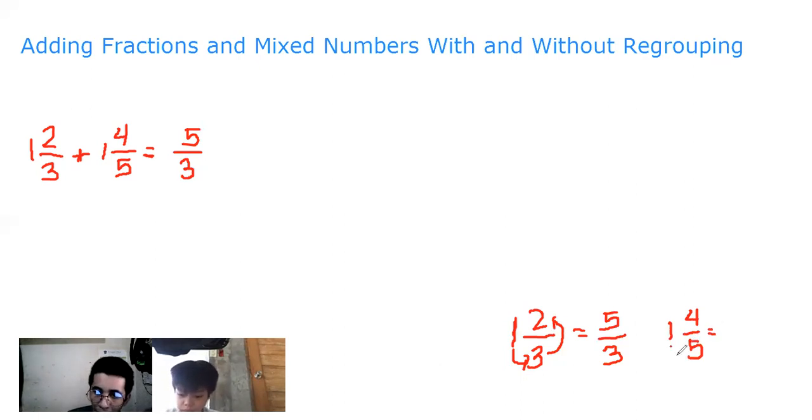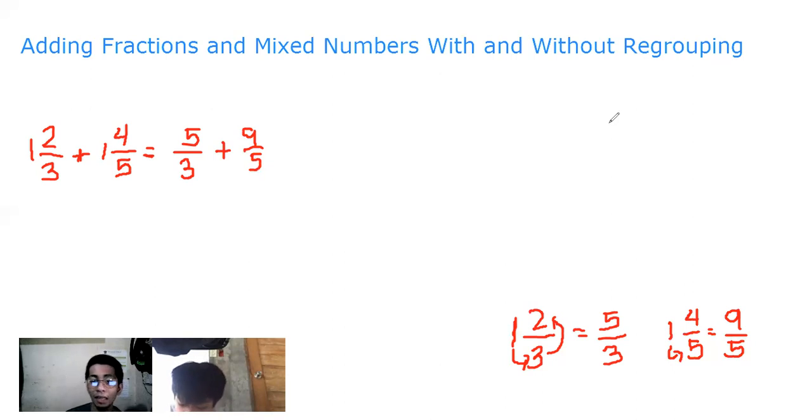So, 1 times 5, i-multiply natin si 1 times 5, that is 5. Then, i-plus naman natin siya kay 4. 5 plus 4, that is 9. So, lagay natin si 9 sa numerator. Then, i-over natin siya kay 5, which is our denominator. So, magkakaroon tayo ng 9 over 5. So, parehas na. We have 5 over 3 and 9 over 5.